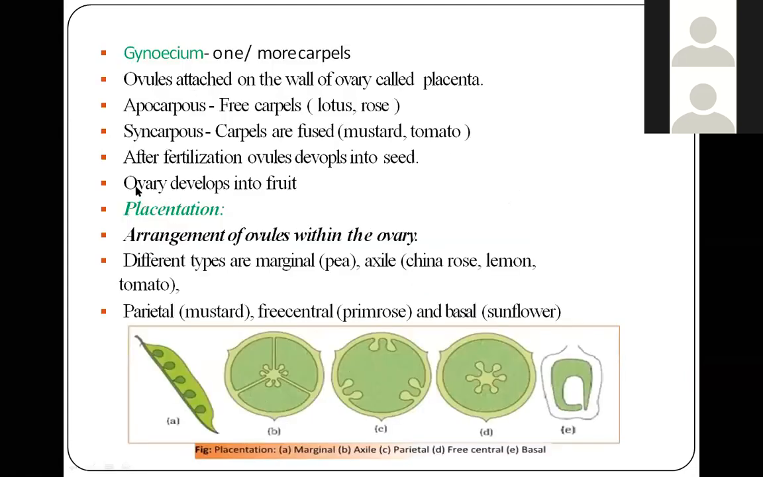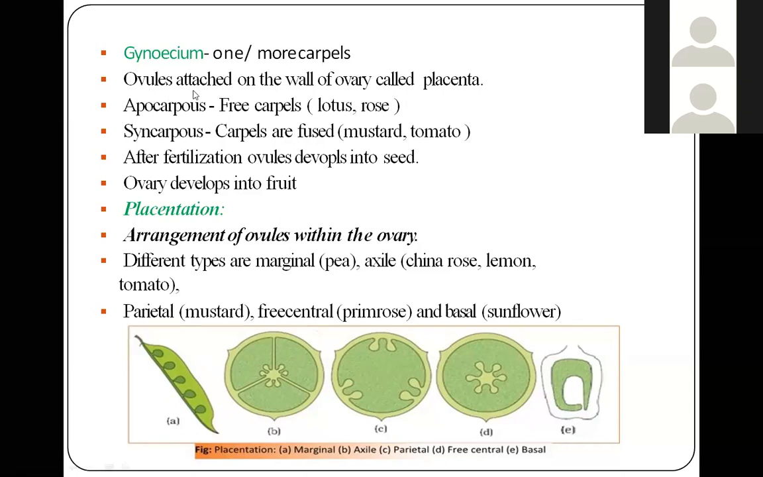Next is the gynoecium. The gynoecium is known as the female sex organ. It is also known as carpel, and it is also depicted as the pistil. So these are the different names of the female sex organ observed in flowers. If the gynoecium is present as one, it is known as monocarpellary. If it is present in more number, then they are said to be multicarpellary.